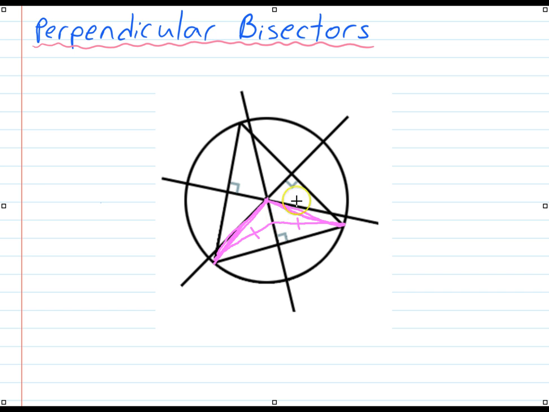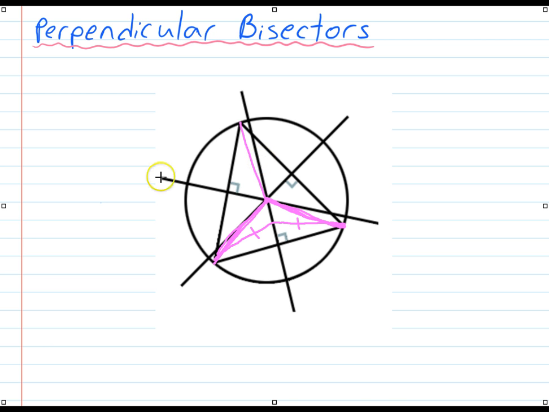Well, kind of turn your head and look at this bisector right here. Let's do the same thing. If I pick that circumcenter, that common point, and I connect it to the end points of the segment it's bisecting, and it shares one of these with the other bisector, then those are also congruent.